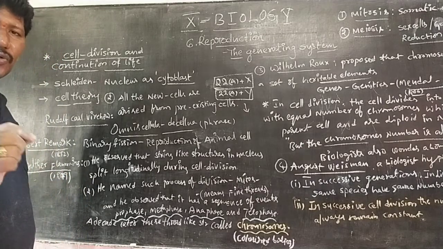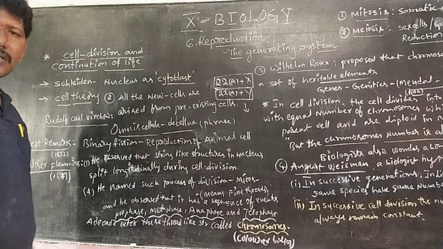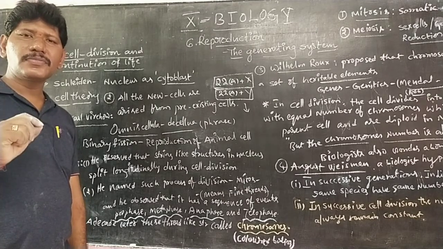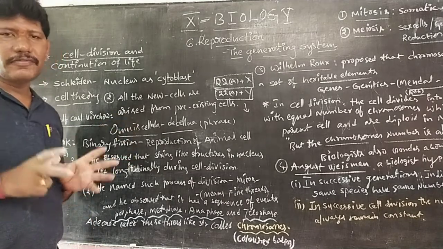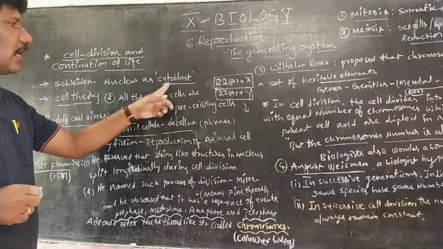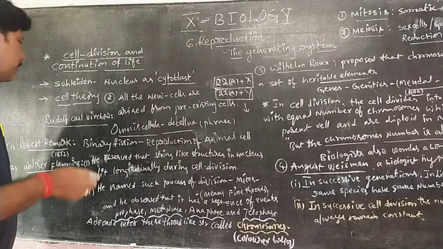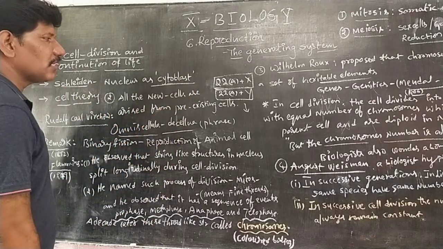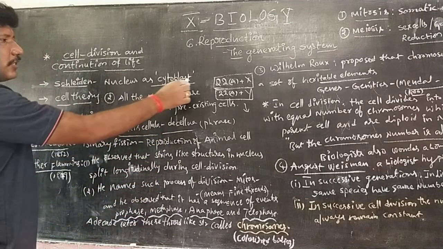Of course, we call the nucleus the boss of the cell or the control room, also called the head of the cell. It carries the genetic material or genetic information. So the nucleus is called a cytoblast. Next, Schleiden had knowledge about the nucleus being involved in cell division, so that he called it a cytoblast.